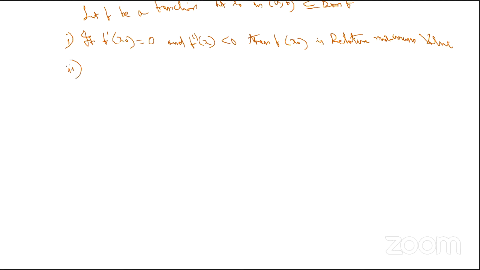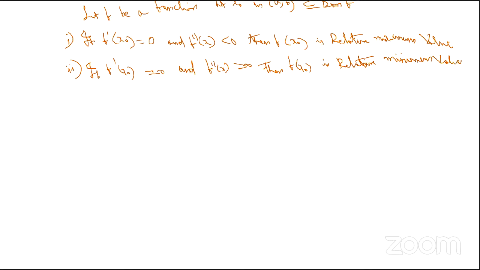Second one. If f dash x naught is equal to 0 and f double dash x is greater than 0, then f of x naught is a relative minimum value.